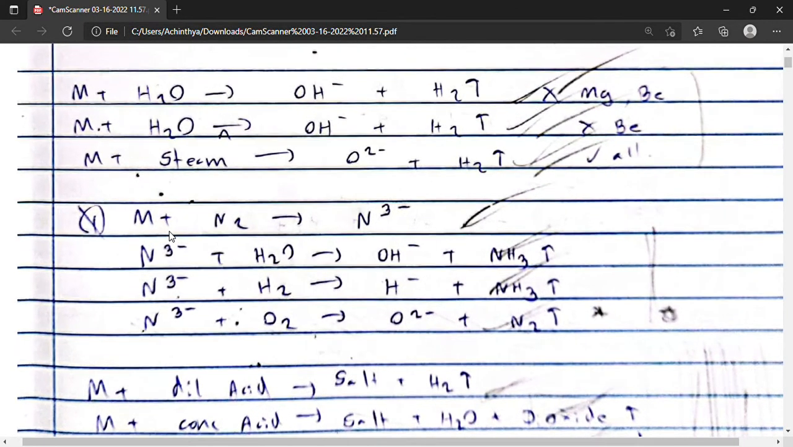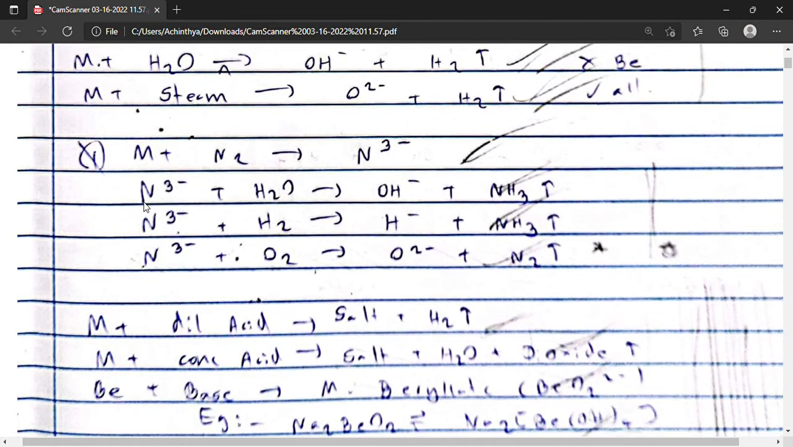Now if we were to take a group 2 metal or lithium and react it with nitrogen gas, diatomic nitrogen, we will get the metal nitride. That's pretty straightforward. If we were to react the metal nitride with water, we will get the metal hydroxide and ammonia gas. If we react the metal nitride with hydrogen gas, we will get the metal hydride and ammonia gas. If we were to react the metal nitride with oxygen, we will get the metal oxide and nitrogen gas, diatomic nitrogen gas. Here is ammonia, here is nitrogen.